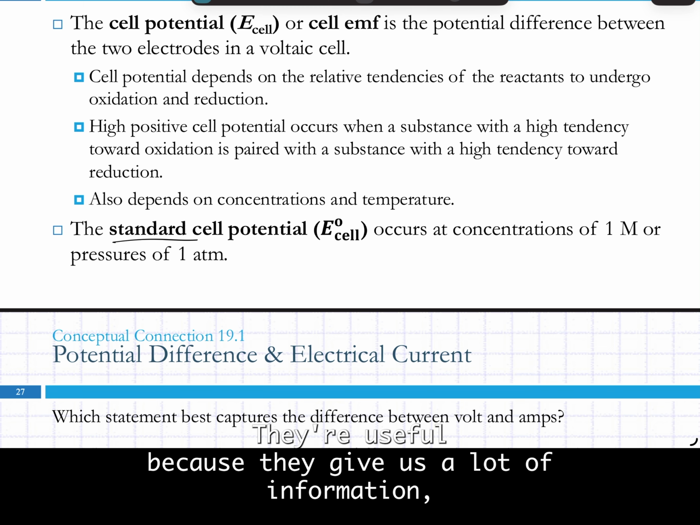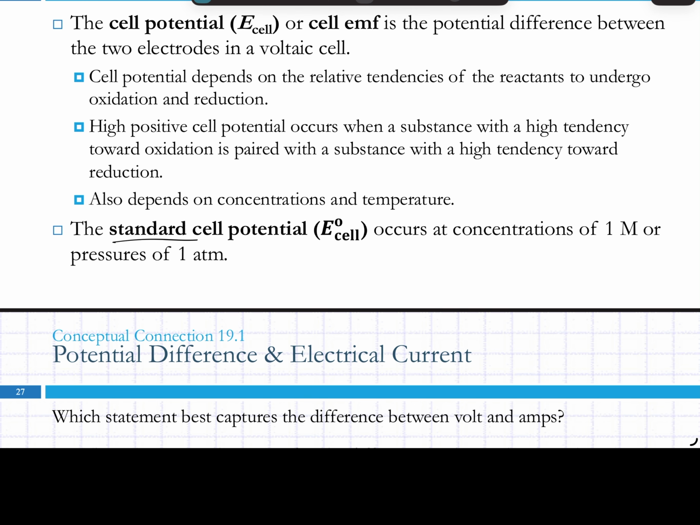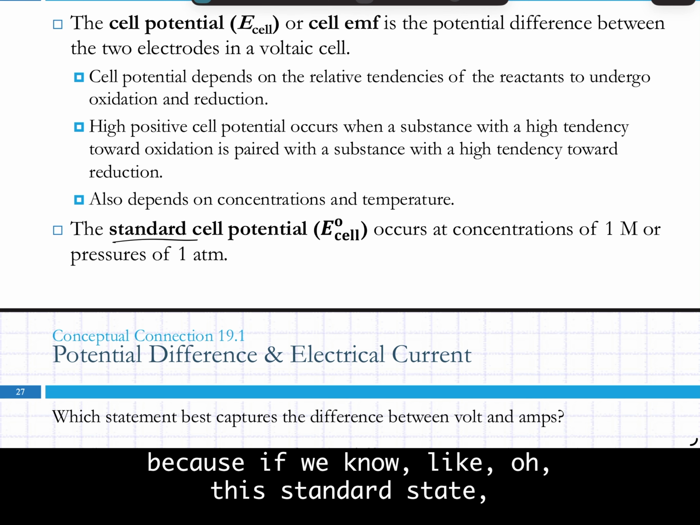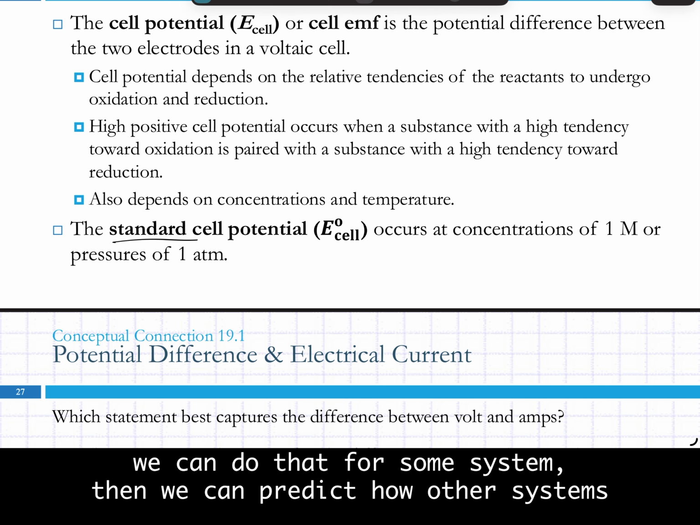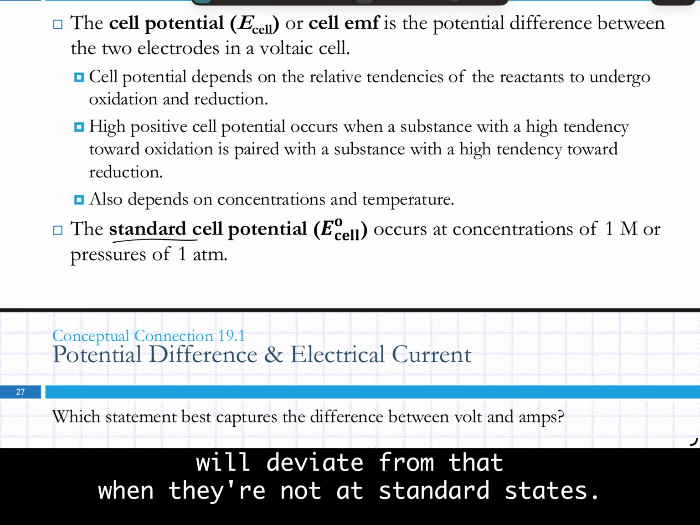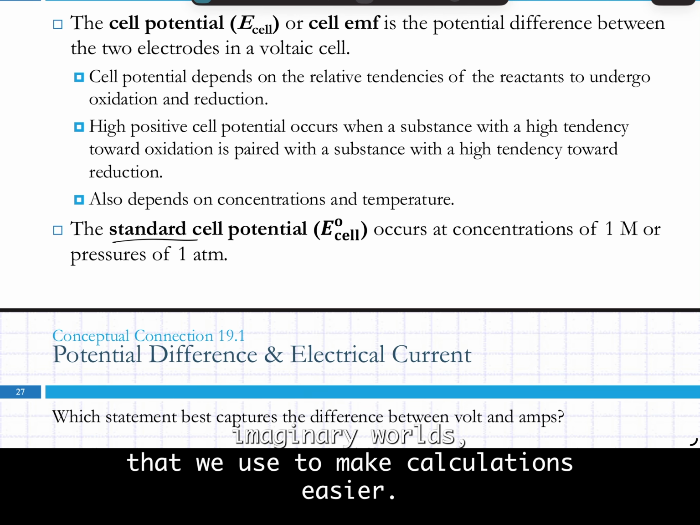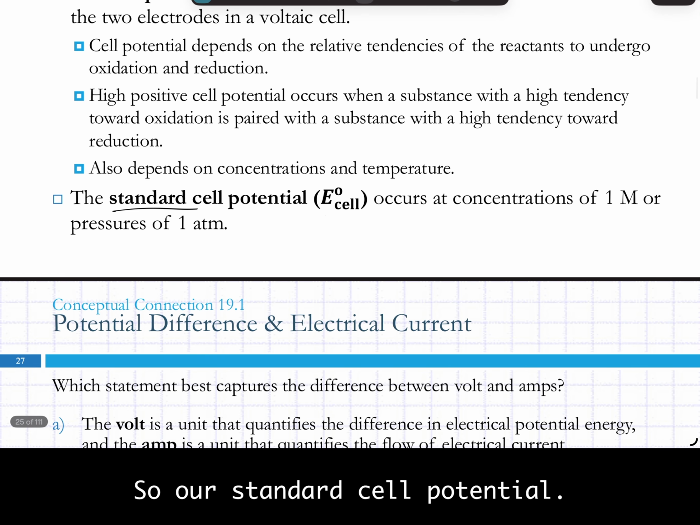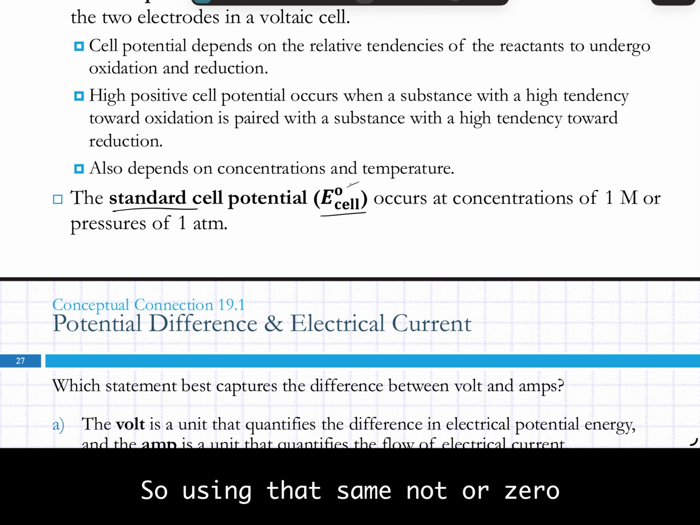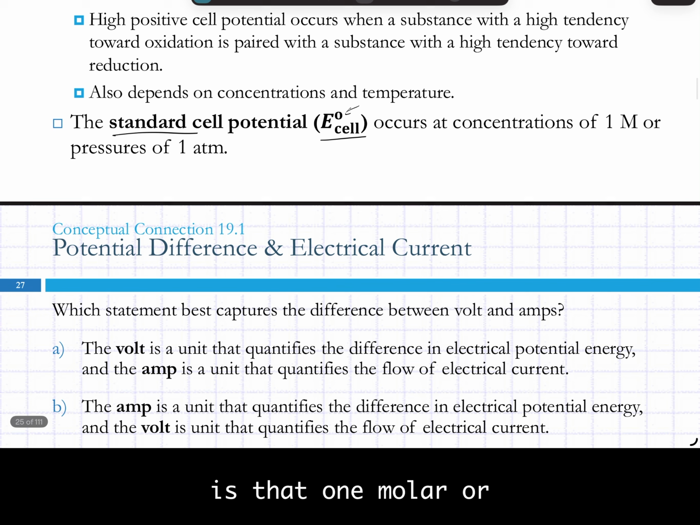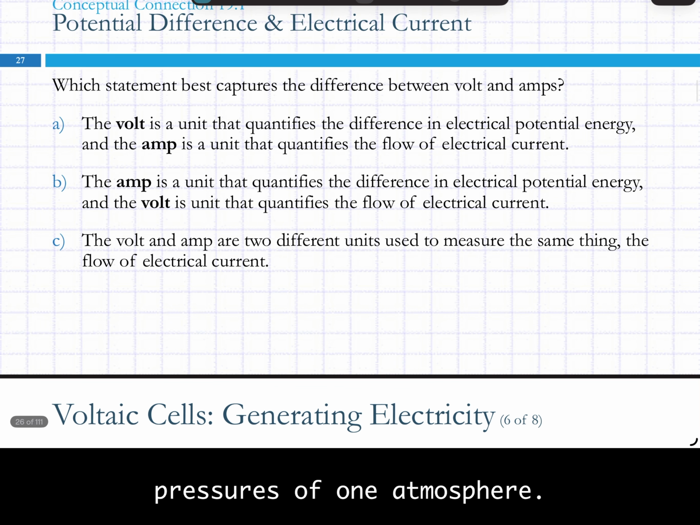They're useful because they give us a lot of information. Because if we know this standard state, we can do that for some system, then we can predict how other systems will deviate from that when they're not at standard states. So a very particular kind of fiction. This is one of those imaginary worlds that we use to make calculations easier. So our standard cell potential, using that same naught, is at 1 molar or pressures of 1 atmosphere.